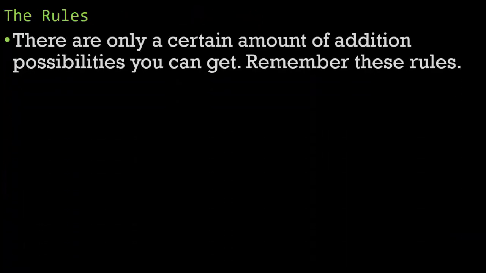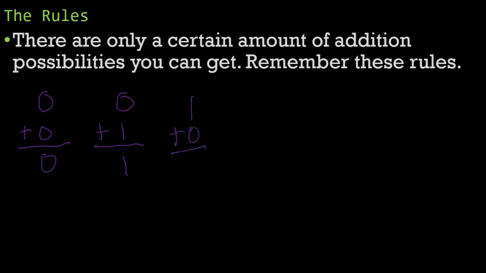Now, the rules. There are only a certain amount of addition possibilities you can get when you're doing binary arithmetic. And as long as you remember these rules, you'll never go wrong. So the first rule is very easy. 0 plus 0 equals 0. When I have a value of 0, and I add a value of 0, I get 0. The next one is 0 plus 1, and that's going to come out to 1. Any value added to 0 will always be the value itself. And you can have the opposite of that. 1 plus 0 still equals 1.